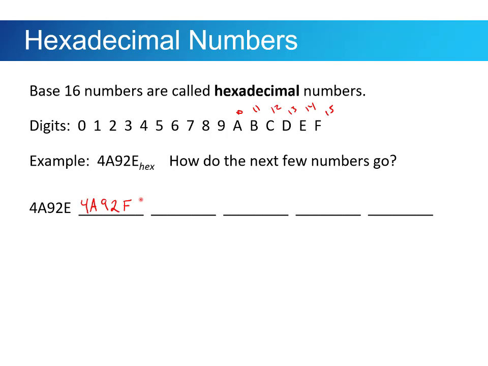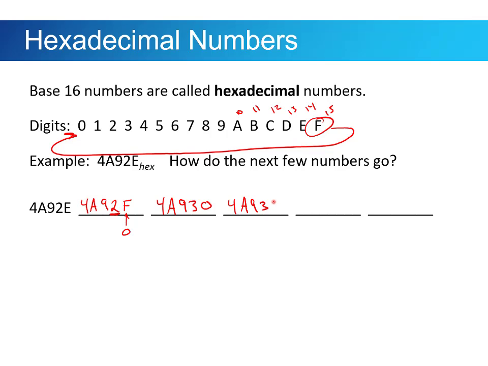After F, I increase the F, but the F doesn't have any place to go, so it wraps around to 0. So that becomes 0. And I look to the left of that, and I have to increase that digit by 1. So the 2 gets boosted up to a 3. So 4A930, and then 4A931, 4A932, 4A933, and so on.